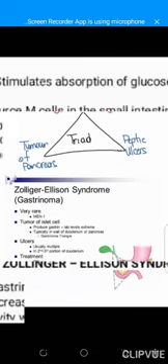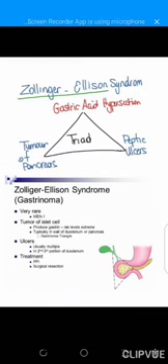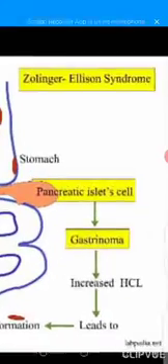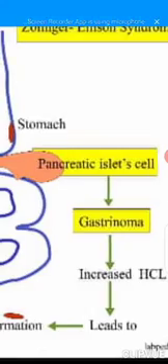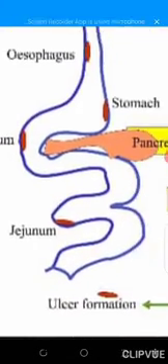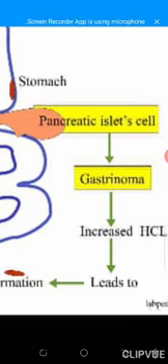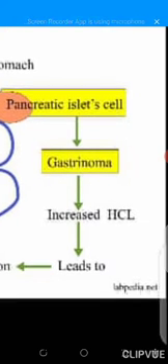Okay, now, the next thing we should talk about is Zollinger-Ellison syndrome. When you hear the word Zollinger-Ellison syndrome, the first thing that should come to your mind is gastrinomas. The primary problem is we have tumors, and these tumors usually come from the pancreas, non-beta cell pancreatic islets. They are producing excess gastrin, which is the primary problem. We have gastrinomas that produce excess gastrin.